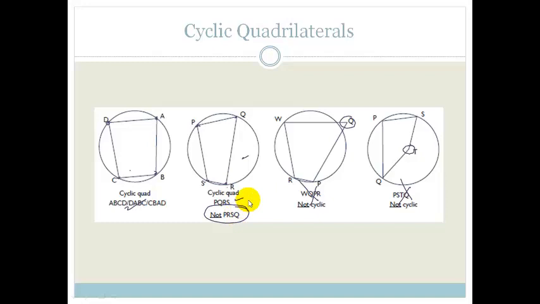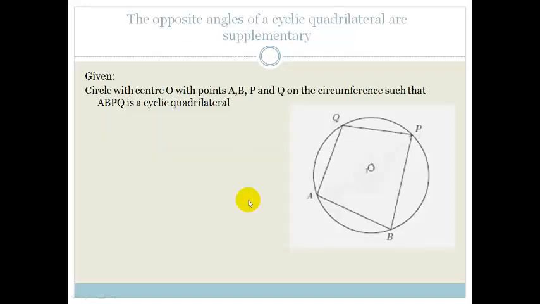Right, so now let us look at our first proof. The proof says the opposite angles of a cyclic quad are supplementary. That's what we're going to prove. So we're going to prove that that angle and that angle add up to 180 degrees. And if I really wanted to, then I'd prove that this angle and this angle add up to 180 degrees. But I'm going to just do it for the one.